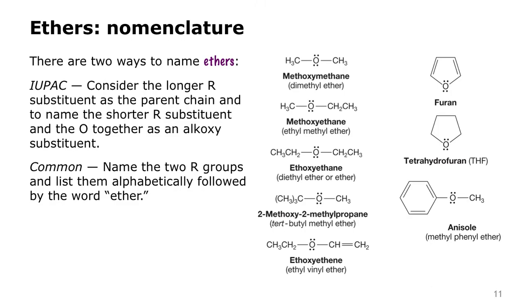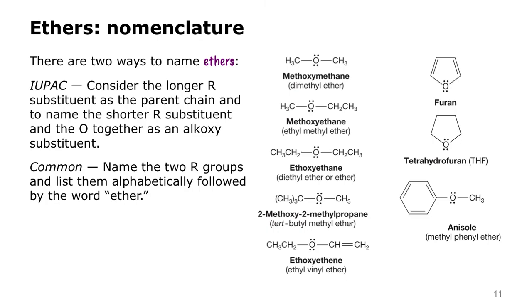Finally, ether nomenclature. There are two ways of naming ethers. One is IUPAC's nomenclature, where you consider the larger alkyl substituent as the parent chain, and you name the shorter alkyl substituent and the oxygen together as what's known as an alkoxy substituent. Or because a lot of these are very commonly used as solvents in a laboratory, they have some common names. And often the common names are just simply to name the two alkyl groups followed by the word ether.